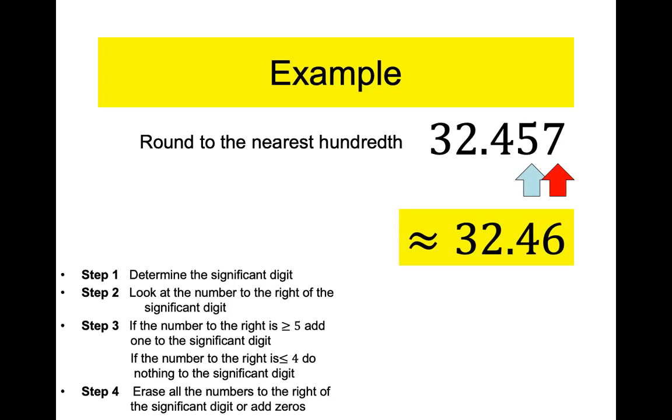You're either going to be erasing the non-significant numbers to the right, or you're going to be making them zeros. Technically, you're always making them zeros. We just choose not to write the zeros. It would be a lot of zeros, right?